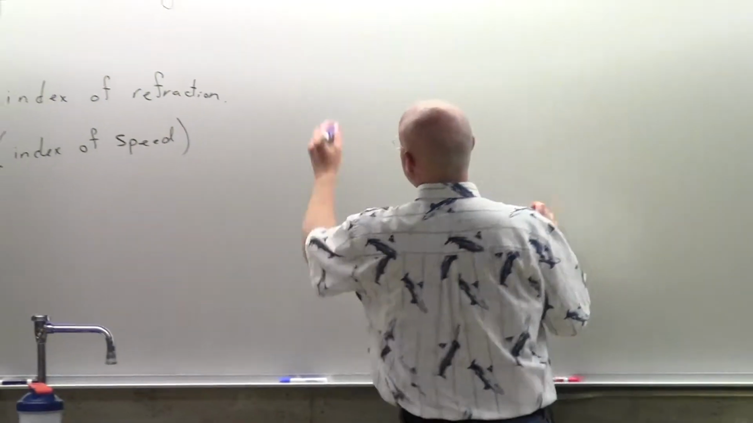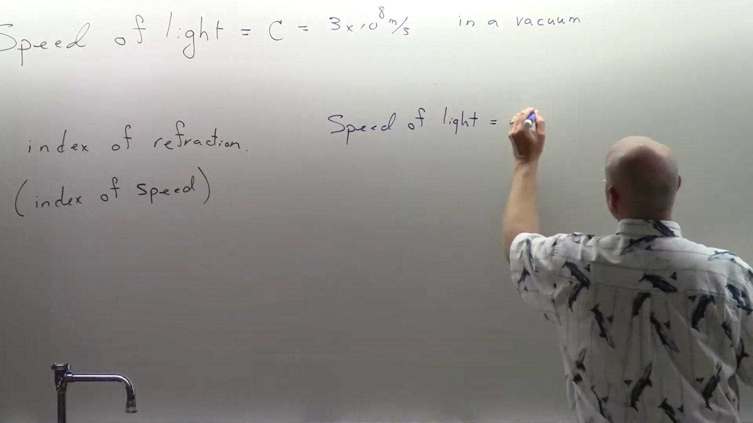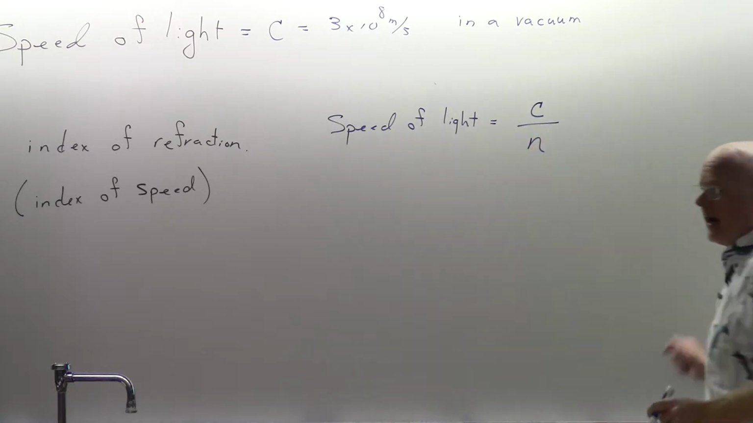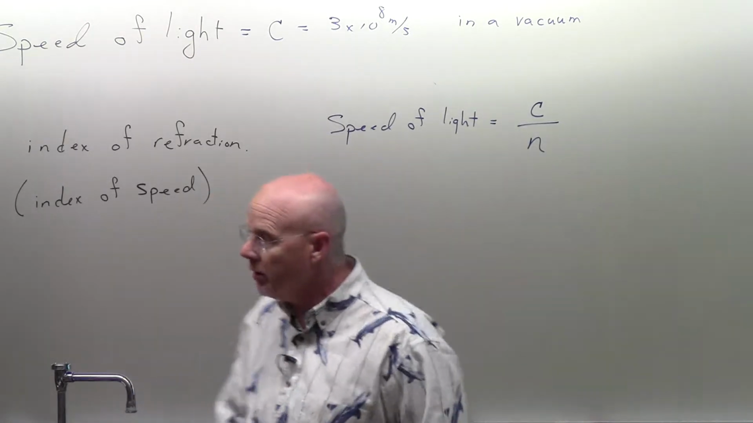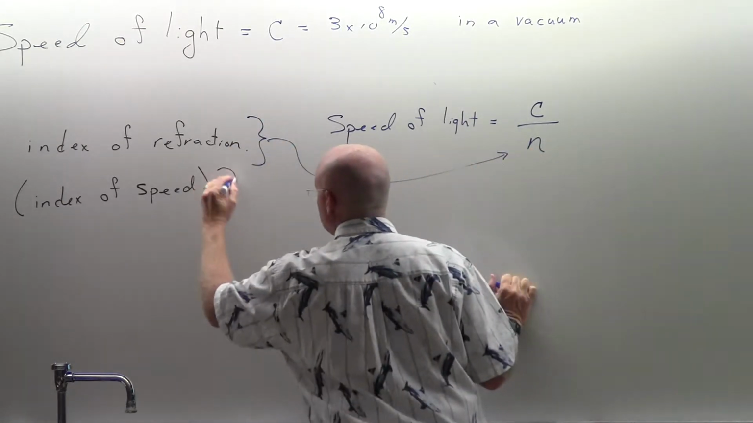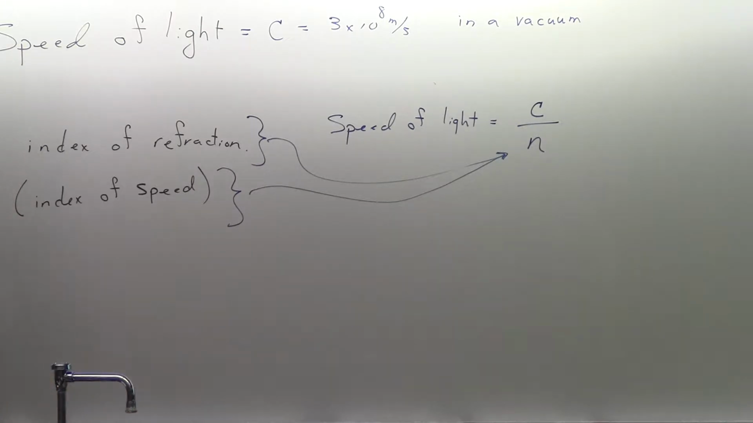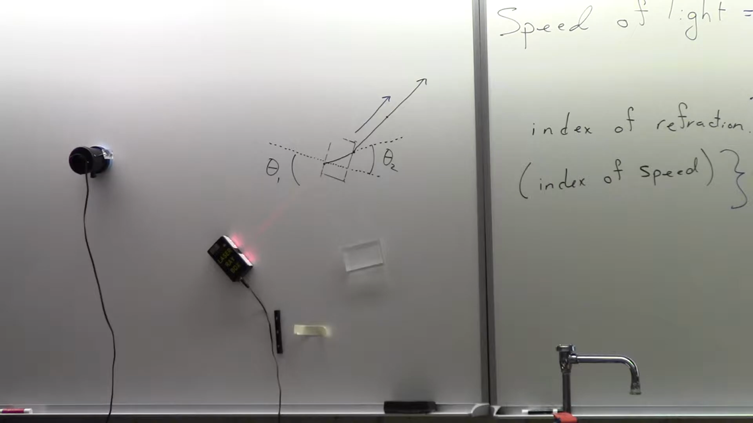And so what we're going to do is write it this way. The speed of light is c, the fastest it will ever be, divided by an index. This index will be used to label how much the light has slowed down. This is called the index of refraction. I personally like the less common name, index of speed, because it is really telling me how much the light has slowed down. And how much it slows down is going to tell me how much the light refracts. And hence that's why the more common name is the index of refraction.